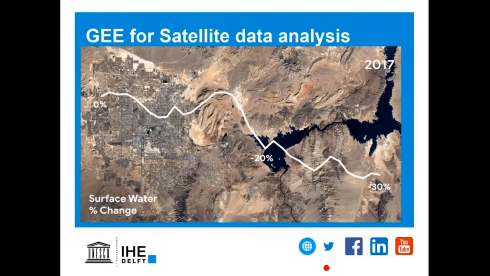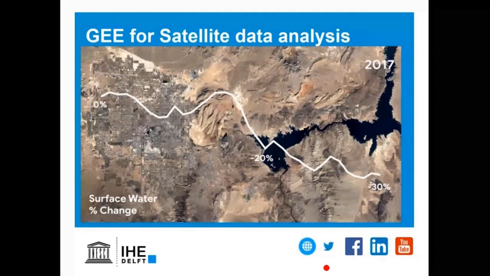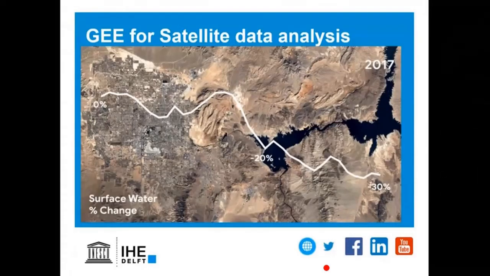GEE is an acronym for Google Earth Engine. Whenever I say GEE, don't get confused, it's Google Earth Engine. Many people, even myself in the beginning, when I heard Google Earth Engine, got confused with the Google Earth application, which we have used for at least 10, 15 years. But Google Earth is different, Google Earth Engine is different. That is the first lesson for those who are really new here.